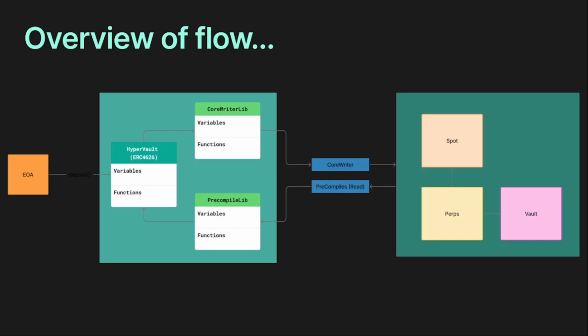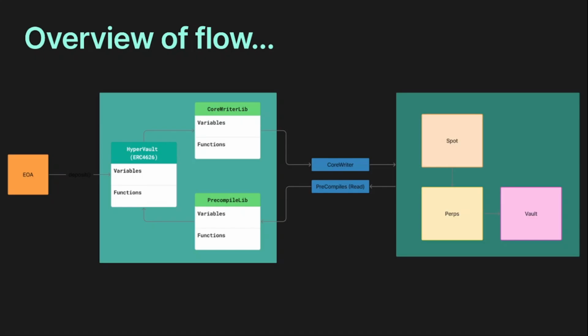This is just an overview of the flow. On the left here we have our EOA, and it says deposit into our HyperVault, which is an ERC-4626 vault, and that's on the HyperEVM side. We're going to use a CoreWriter lib and a precompile lib to call CoreWriter and our precompiles over on the HyperCore side of things, and you'll see spot and perps are segregated over there, and on our perp side of things we have our vaults which we're going to deposit into.